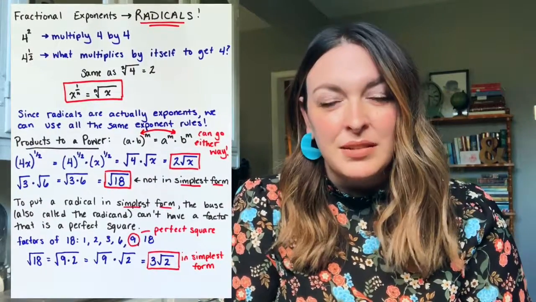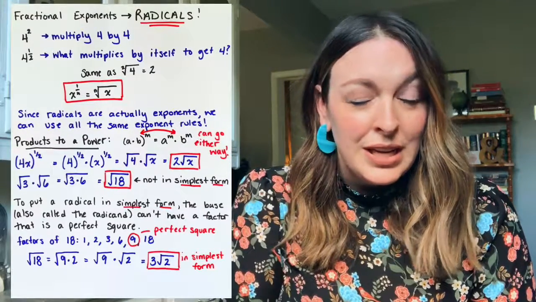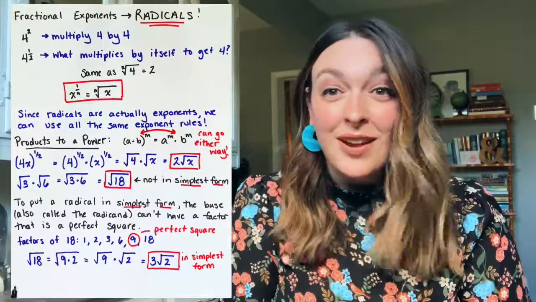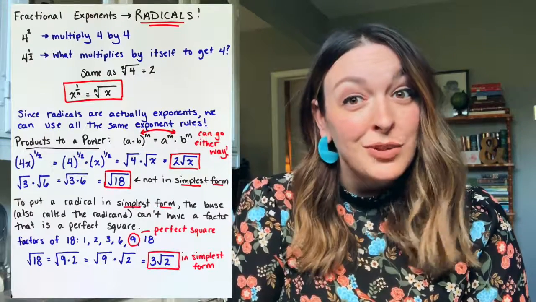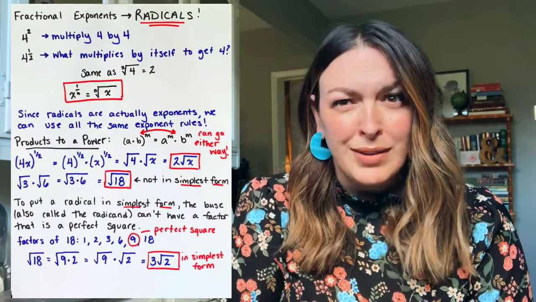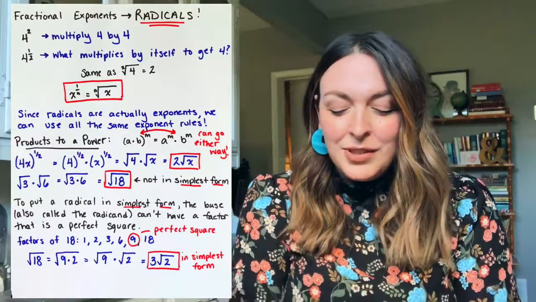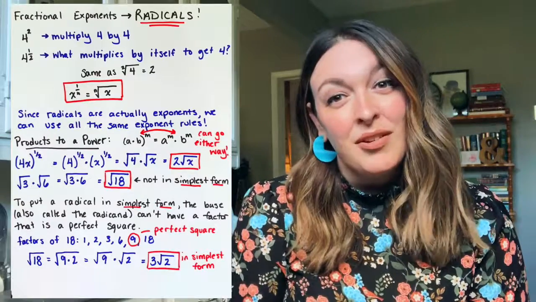That is in simplest form, because now once I look at the radicand, the number underneath the radical, it's 2. 2 cannot be square rooted. 2 only has 2 factors, 1 and 2, and you can only square root the 1, but why break that into 1 times 2, because that's not going to change anything. So there we go. That is in simplest form.